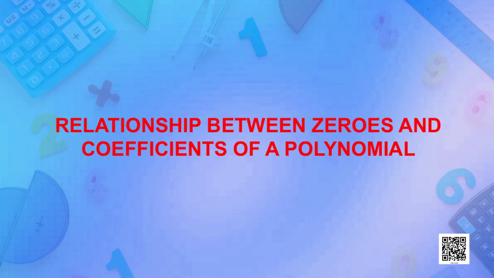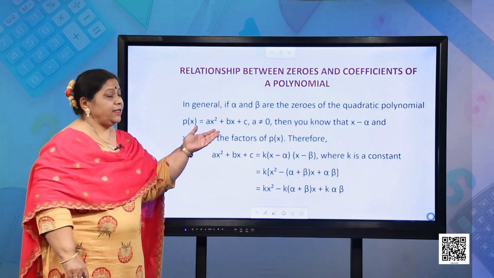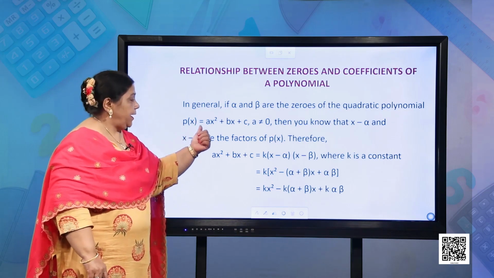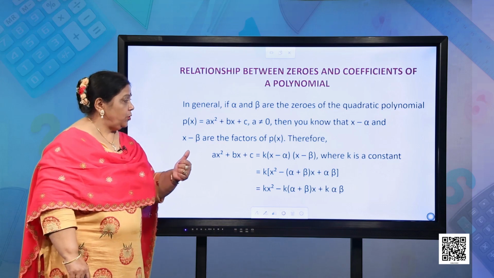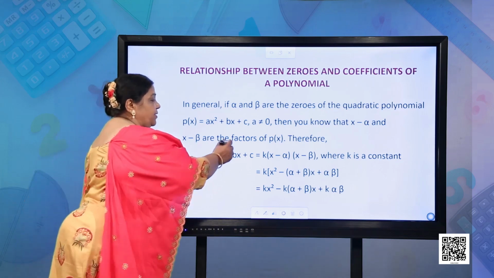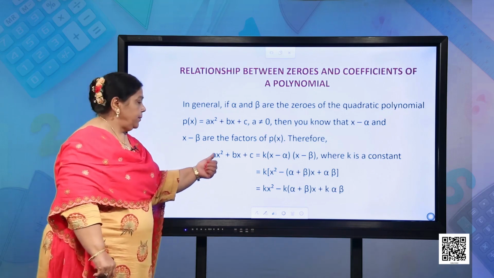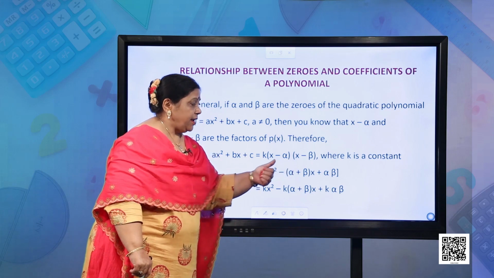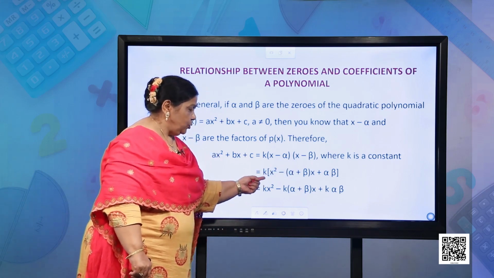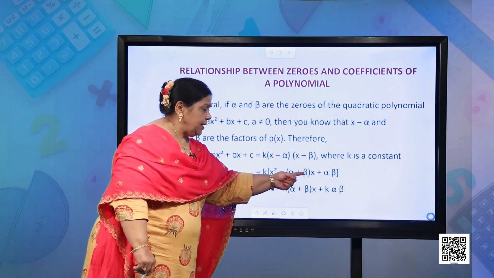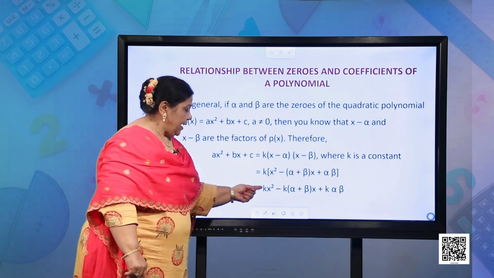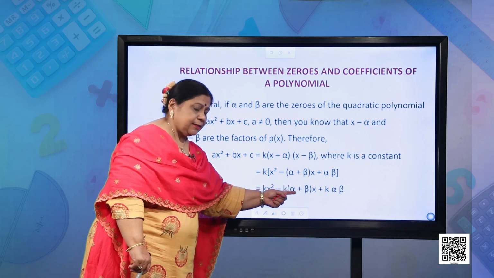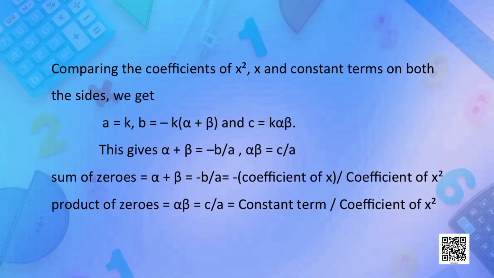Let us study the relationship between zeros and coefficients of a polynomial. In general, if alpha and beta are the zeros of the quadratic polynomial p(x) = ax² + bx + c, where a is not equal to 0, then you know that x − alpha and x − beta are the factors of p(x). Therefore, ax² + bx + c can be expressed as k(x − alpha)(x − beta), where k is a constant, that is equal to k(x² − (alpha + beta)x + alpha beta), or it can be written as kx² − k(alpha + beta)x + k alpha beta.